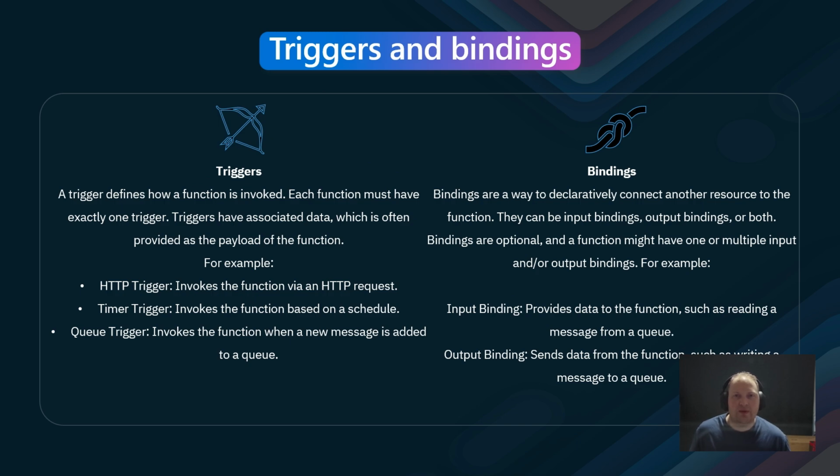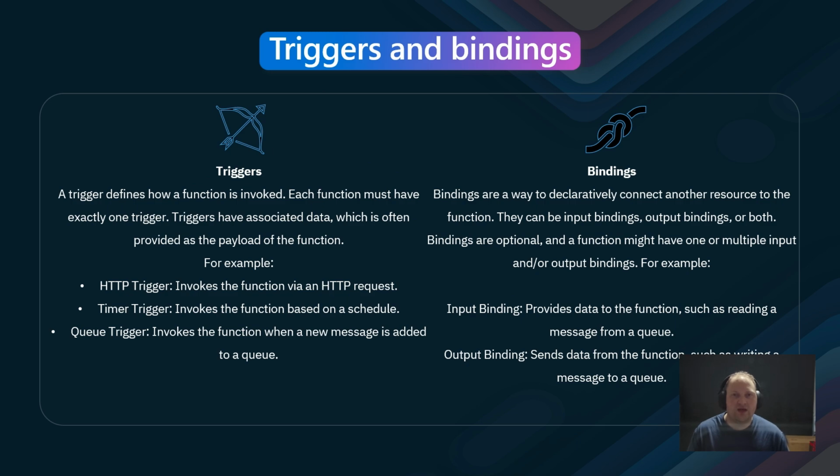So let's go into a bit more detail about triggers and bindings. I've talked a bit about them, but what exactly are they and how do they work together? A trigger defines how the function is invoked. Each function must have exactly one trigger. Triggers have associated data, which is often provided as the payload of the function. For example, an HTTP trigger invokes the function via an HTTP request. A timer trigger invokes the function based on a schedule. A queue trigger invokes the function when a new message is added to a queue.